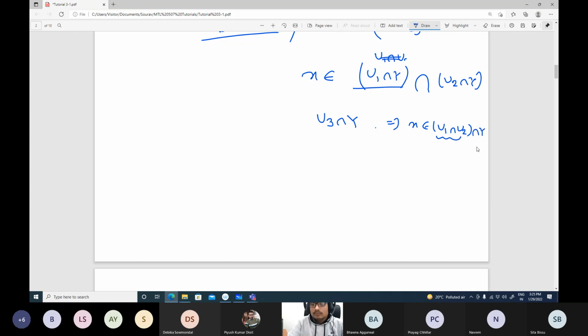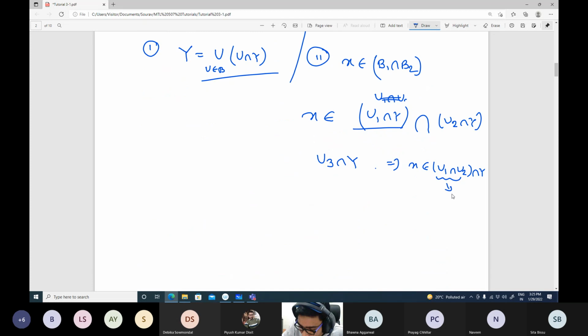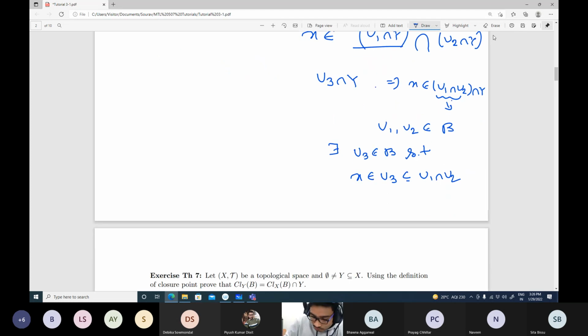And now we will use the base property of the script B. U1 and U2 belong to script B, and X is an element in the intersection, so by definition there exists some U3 belonging to script B such that X belongs to U3, a subset of U1 intersection U2. Just take the intersection with Y on both sides. So X belongs to U3 intersection Y, a subset of U1 intersection Y intersection U2 intersection Y. Okay, so this is the complete answer.